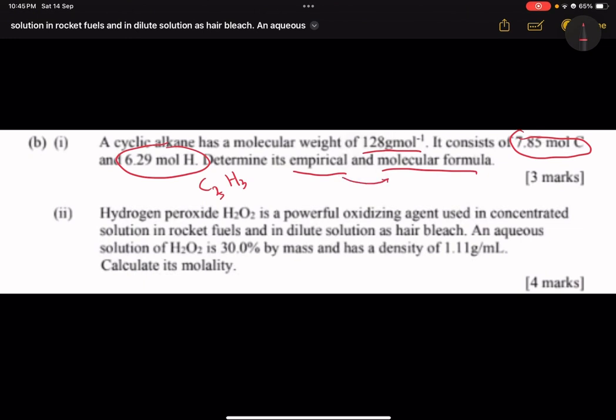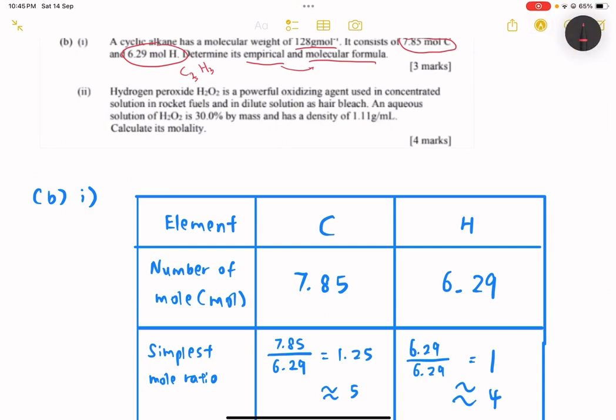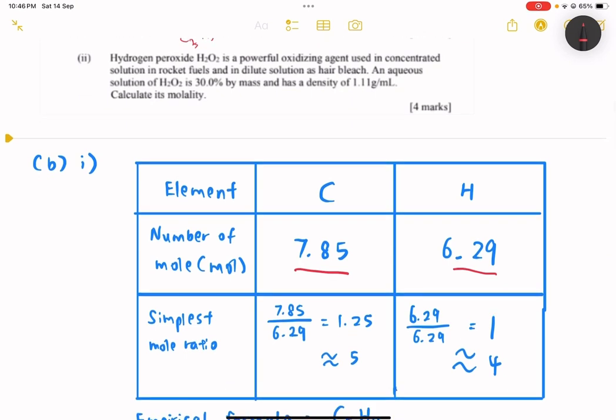First, we are given the molecular weight, 128, and the mole for each atom, C and H. C is 7.85, H is 6.29. We have to find the simplest mole ratio in order to write the empirical formula. So we divide by the smallest mole, which is 6.29. For C it equals 1.25, and for H, 6.29 divided by itself equals 1.